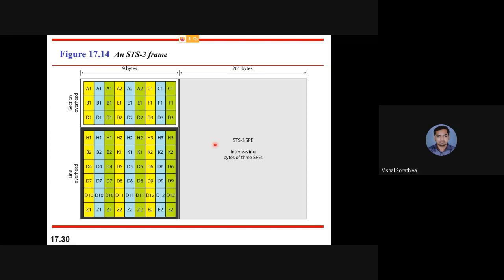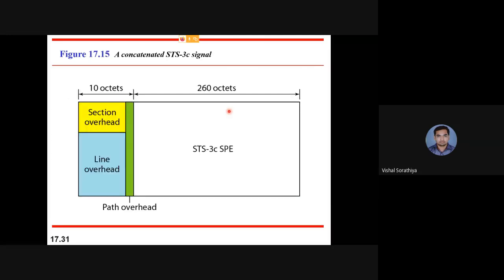Okay. So likewise, an STS3 frame is generated, and the section overhead is now increased to 9 bytes because there are 3 frames. Previously it was 3 x 3 = 9. Now it's going to be 9 x 3 over here. As well as this, the line overhead is also going to be increased, and the entire frame is increased by 3 times.